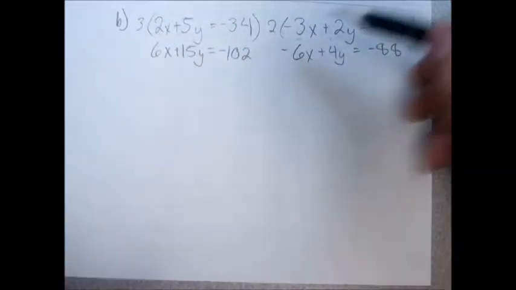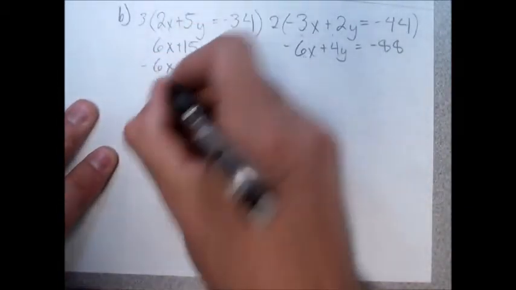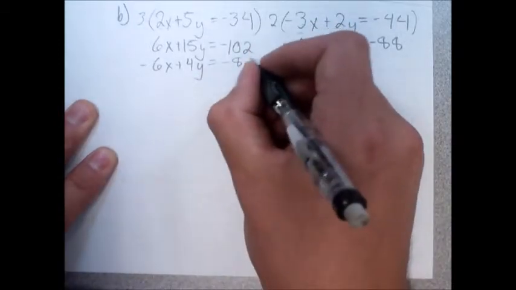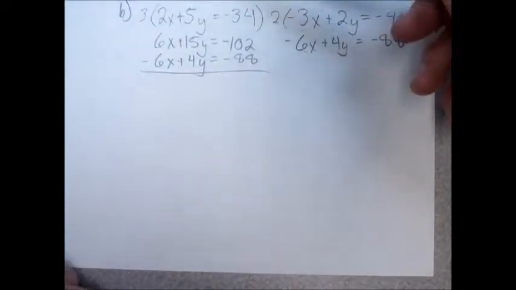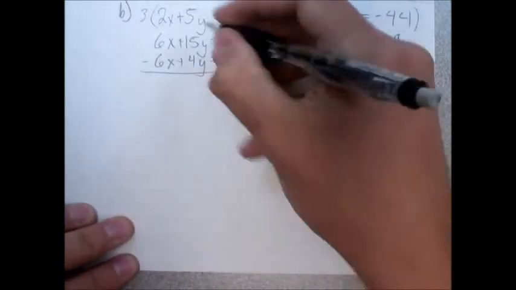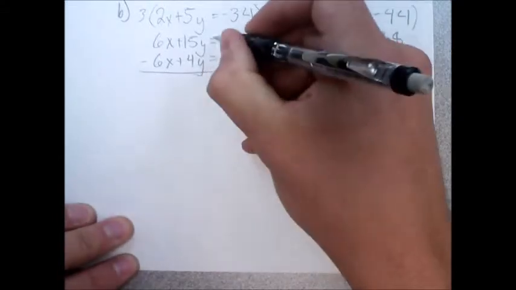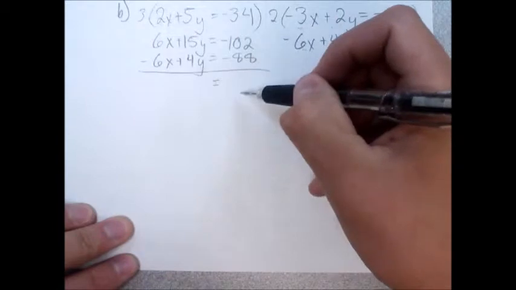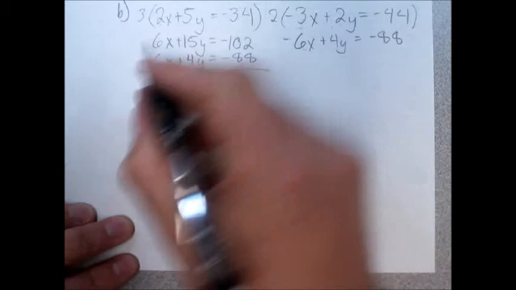Okay, now I have opposite but the same, right? So I can just stack them. Negative 6x plus 4y equals negative 88. Now, I have people that end up forgetting what they're doing, so I teach this so that we don't forget where our equal sign goes. Equals plus equals equals equals, to remind you that we're always adding. There's a lot of equals in there. So I'm just going to add straight down.